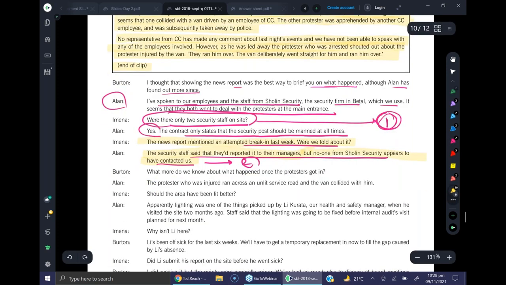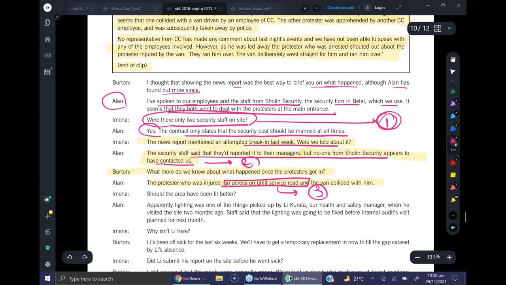Burton, what more do we know about what happened once the protesters got in? Exactly, they can have a close check on CCTV footage, maybe on a sample basis, and not only rely on guards. Absolutely fine. Okay, so what more happened? Alan said the protester who was injured ran across an unlit service road and the van collided with him. So another control weakness: unlit service road. Third problem.